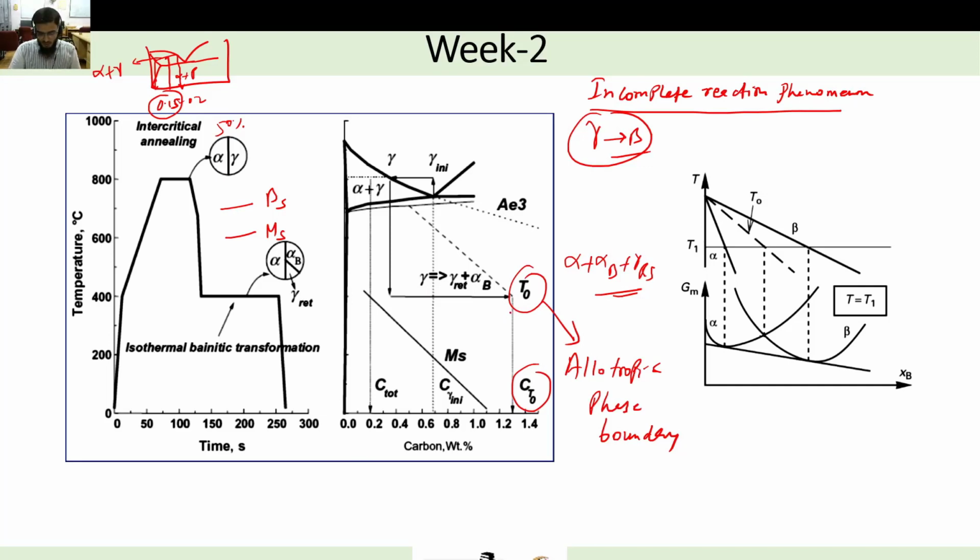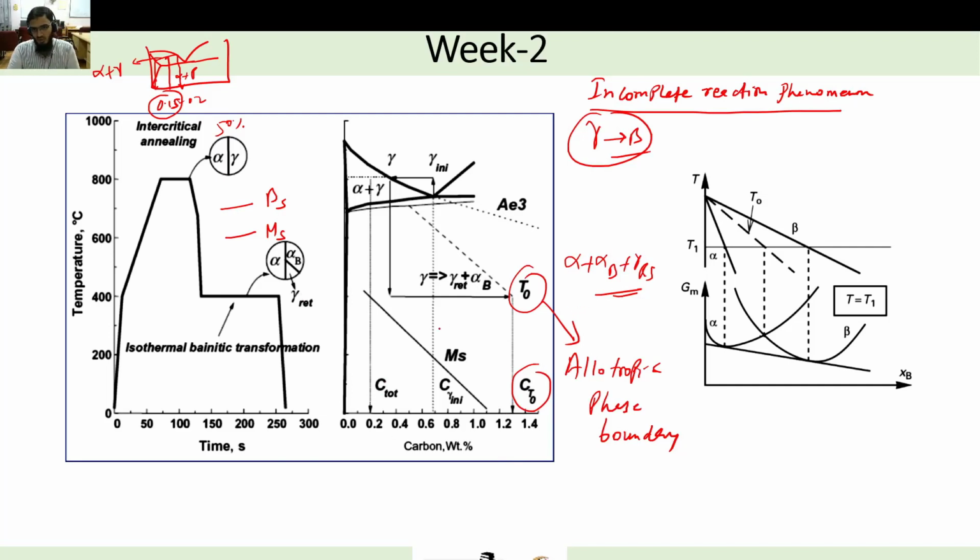But diffusionless transformation is also not possible, because for the martensitic transformation, which is a diffusionless transformation, to start, the MS temperature is very low. So if you want to convert the remaining austenite, that is retained austenite, into martensite, then you have to cool it to a very low temperature. Only then will the remaining austenite convert into martensite.